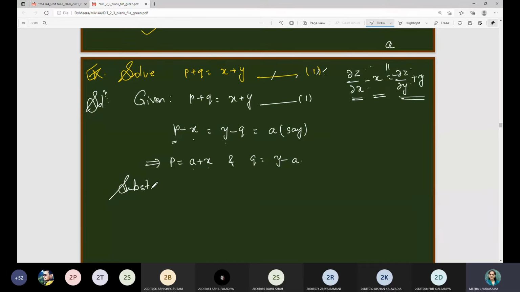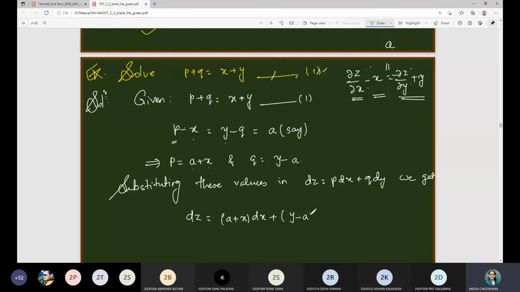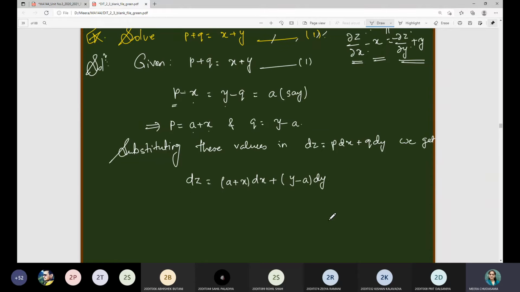So substituting these values in dz is equal to p dx plus q dy we get. तो क्या मिलेगा? dz is equal to p which is a plus x dx plus q is nothing but y minus a dy. तो now you can see left hand side में dz है, right hand side में जो first term है it is involving only x and constant quantity, second term involving only y and a constant quantity.